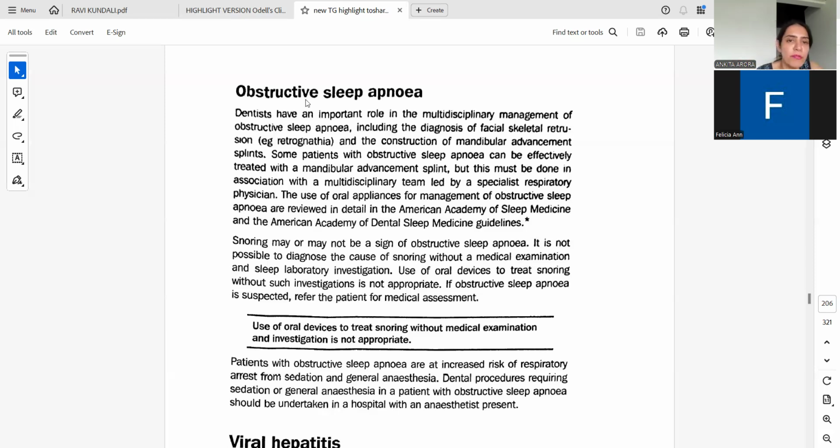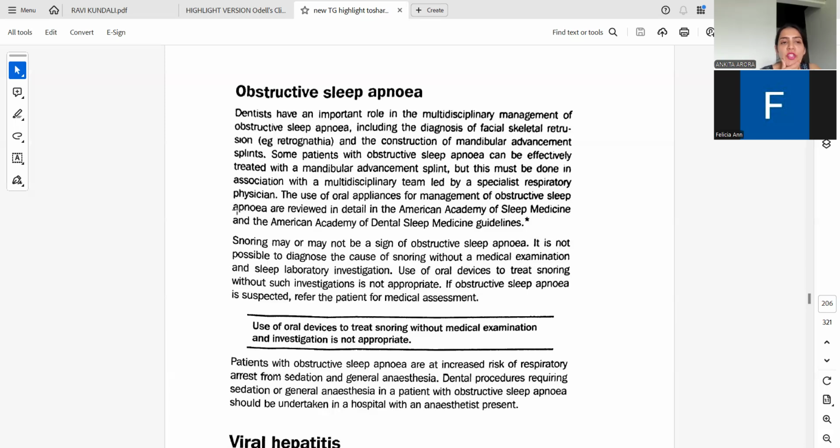So that is obstructive sleep apnea. The patient would not be able to breathe efficiently because of the obstruction at this level. So then diagnosis by a general dentist is very important, and construction of mandibular advancement splints. It's something like a twin block appliance, which is used for myofunctional therapy of growing patients where the mandible is retrusive, and it is just to position the mandible forward.